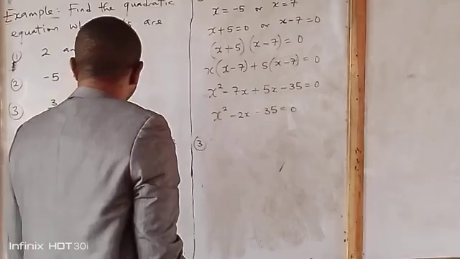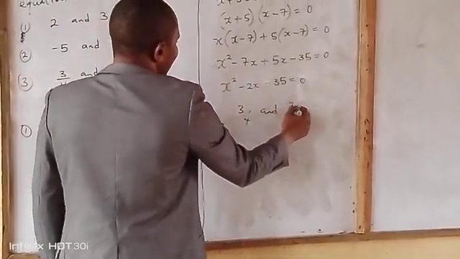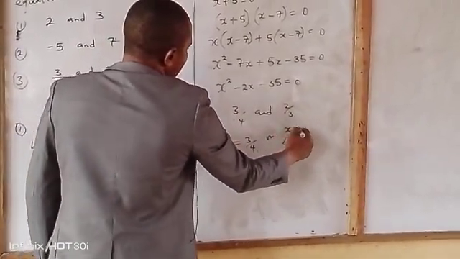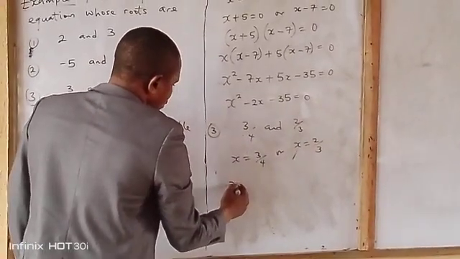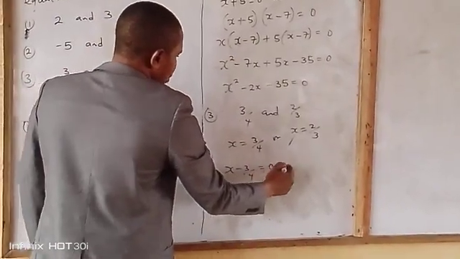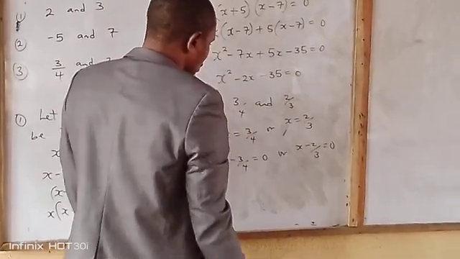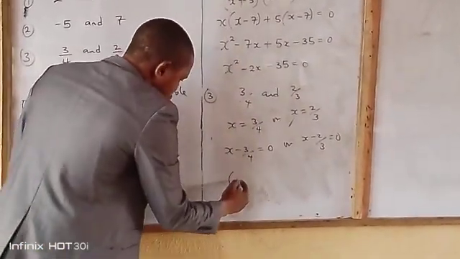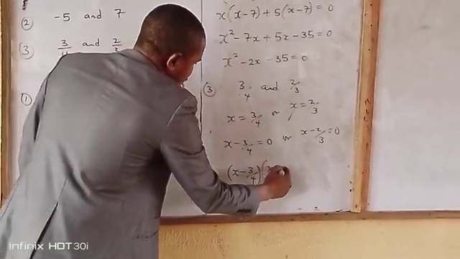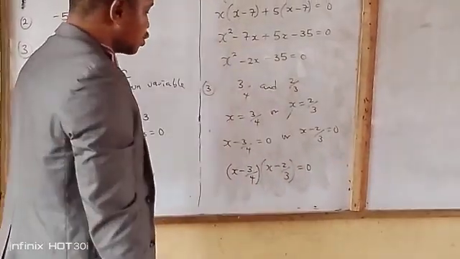Let's solve the third one. We have 3 over 4 and 2 over 3. x is equal to 3 over 4 or x is equal to 2 over 3. So we are going to have x minus 3 over 4 is equal to 0 or x minus 2 over 3 is equal to 0. Then we are going to bring the two expressions together. We are going to have x minus 3 over 4 in bracket of x minus 2 over 3 is equal to 0. Then the next step to take is to expand.